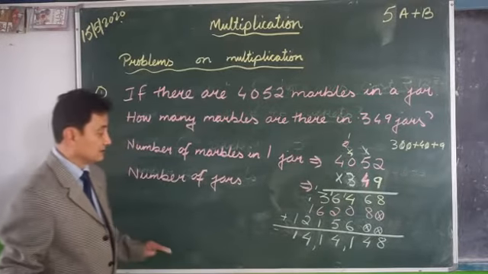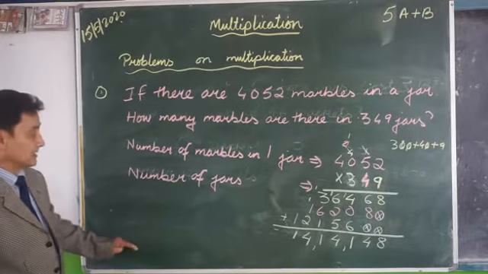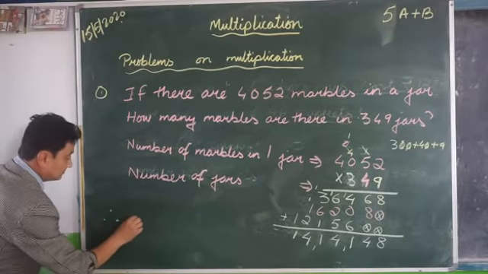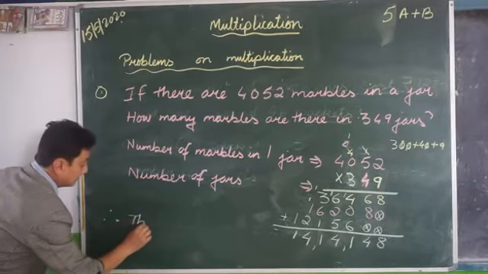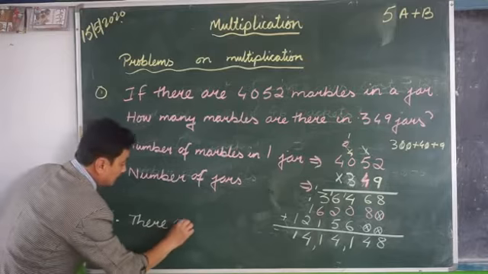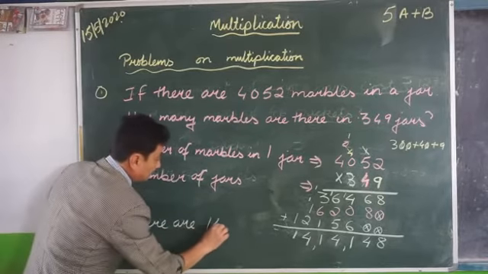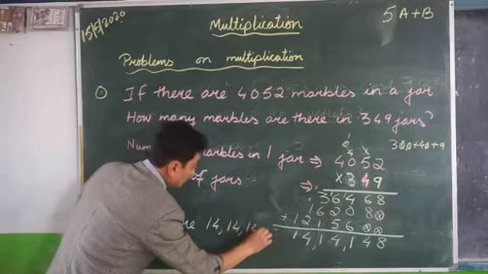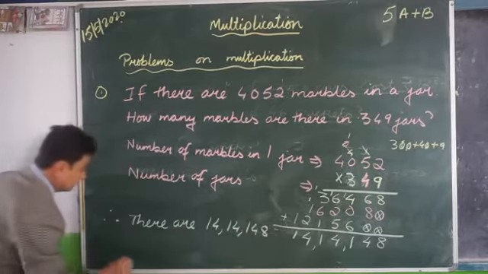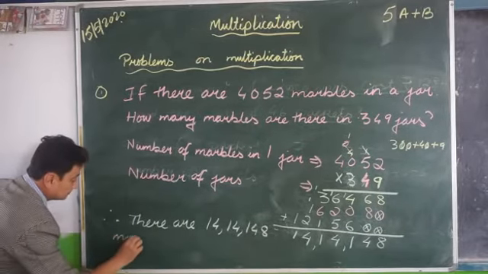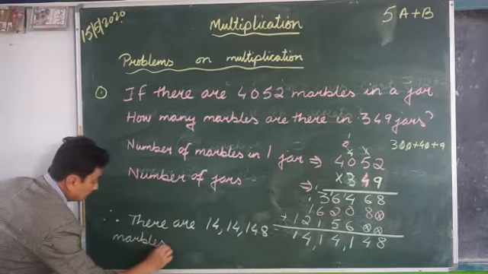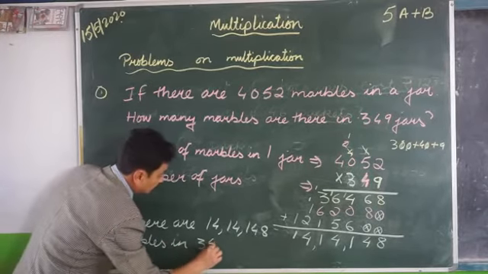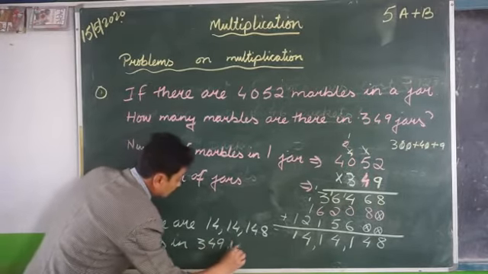Now we have one more step. We have to write the answer in a sentence. So therefore, there are 14,14,148 marbles in 349 jars.